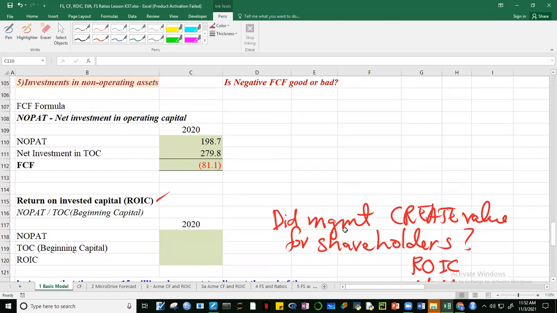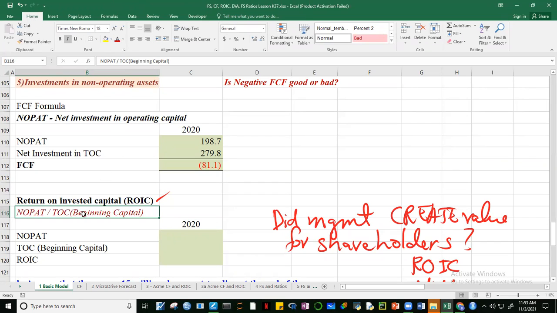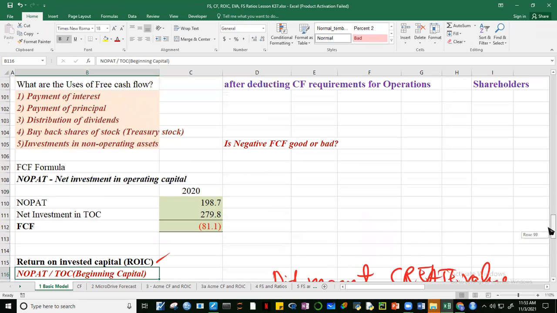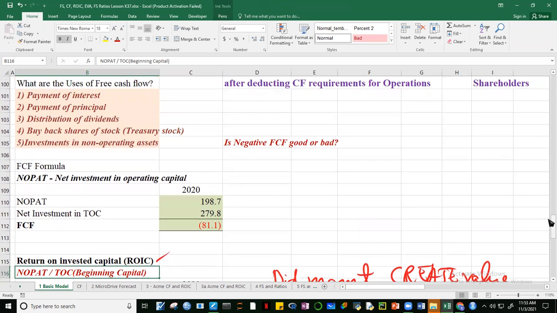Okay, so there's a story behind this, guys. Take a look at the formula. It's NOPAT. So we're going to assess the performance of the firm based on their operating profit. Okay, so it's NOPAT divided by the TOC beginning capital. Let me begin with the TOC beginning capital. Let's draw out the story here.